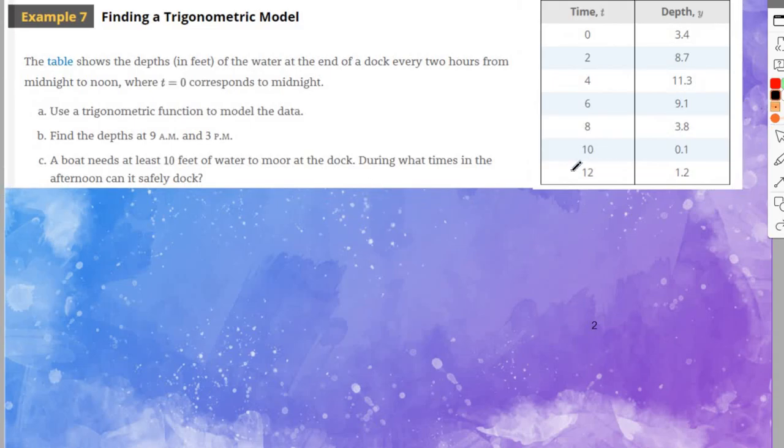Since the table shows the depths in water at the end of a dock every 2 hours from midnight to noon, where t equals 0 corresponds to midnight, use the trigonometric function to model the data. And then it wants us to do some stuff after that. But we need our model, which is just another word for an equation, first, before we can find the other statements. So it tells us that we are going to use a trigonometric function.